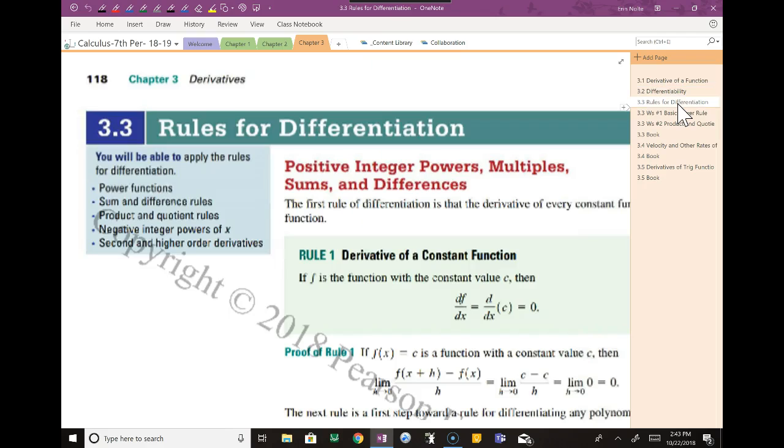But 3.3 is rules for differentiation. There are actually 3 rules in here that are all kind of squished together. The first one we're going to talk about is the power rule. Then we'll talk about sum and difference, which is technically just deriving each term. And then tomorrow we'll talk about product and quotient.